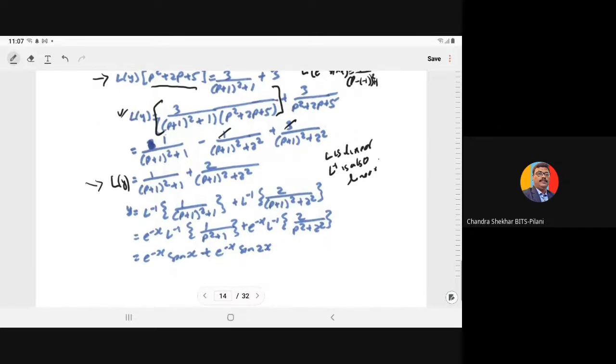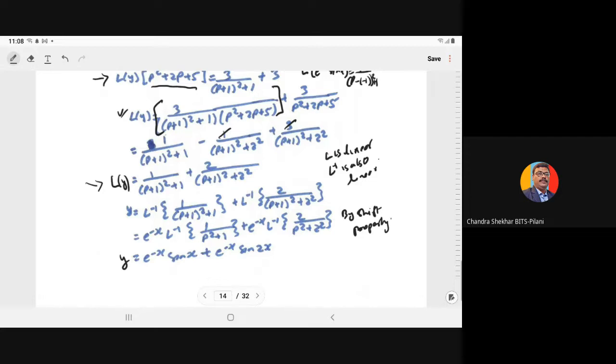By applying the first shifting property, it is equal to e to the power minus x L inverse of 1 upon p square plus 1, plus e to the power minus x L inverse of 2 upon p square plus 2 square. So here the solution will come: y is equal to e to the power minus x sin x plus e to the power minus x sin 2x. This is the particular solution of the given differential equation.